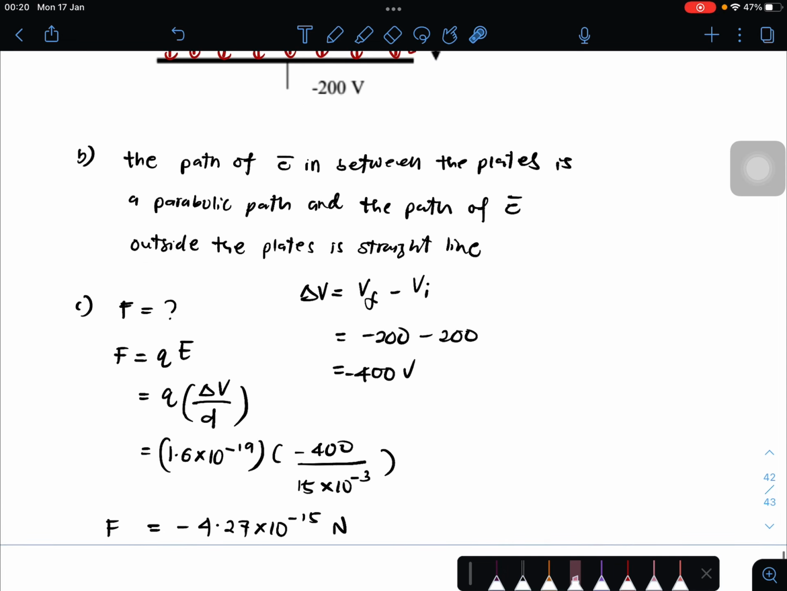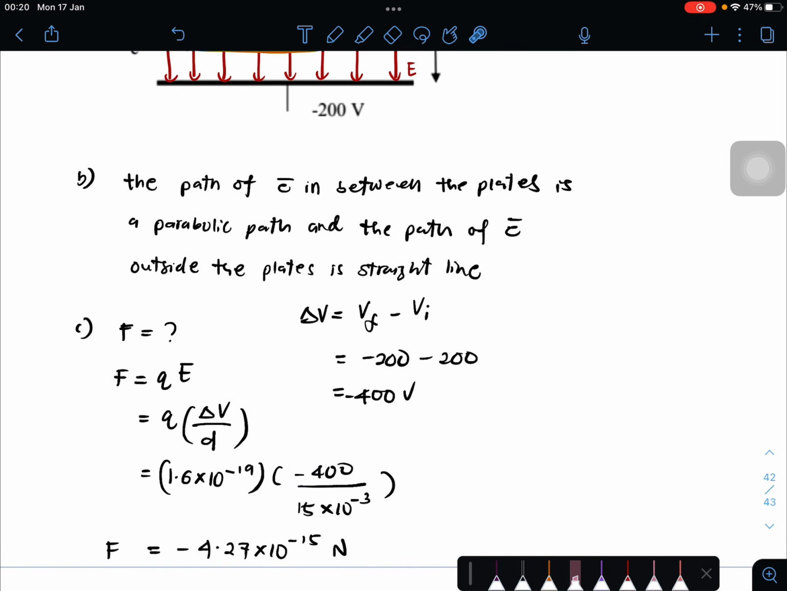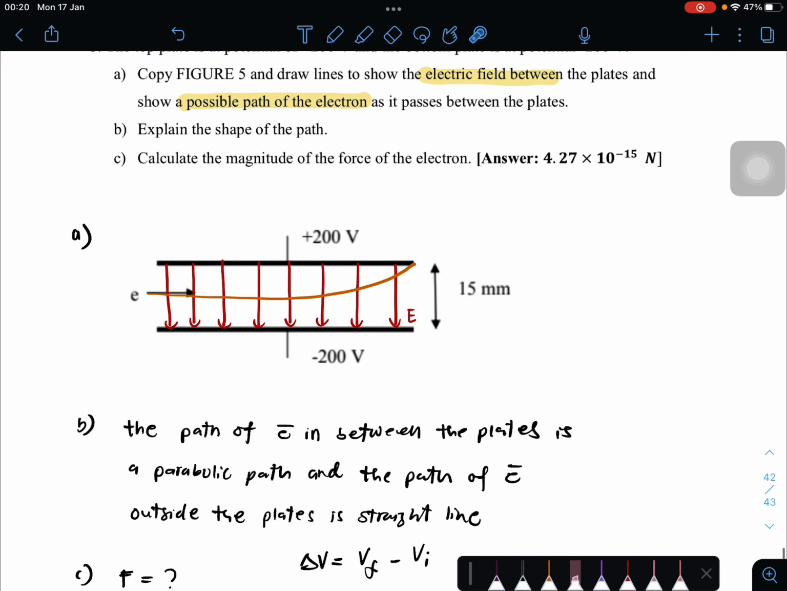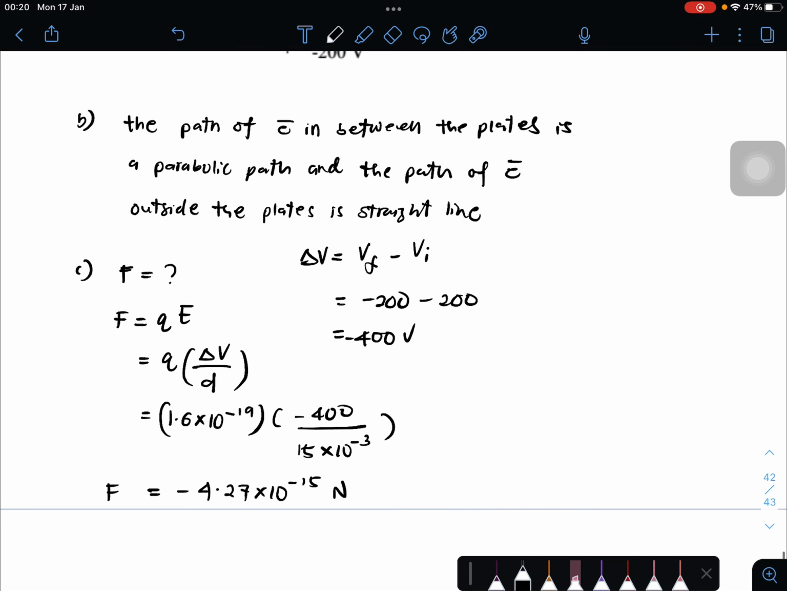Okay, so negative dekat sini mesti masukkan because it's a potential difference. So in the end kamu akan dapat negative, but since we only want the magnitude of the force, so you can just leave your answer like this. Letak negatif pun boleh, ataupun kalau kamu tidak letakkan negatif pun diterima juga. Okay, so that's all for example 28.